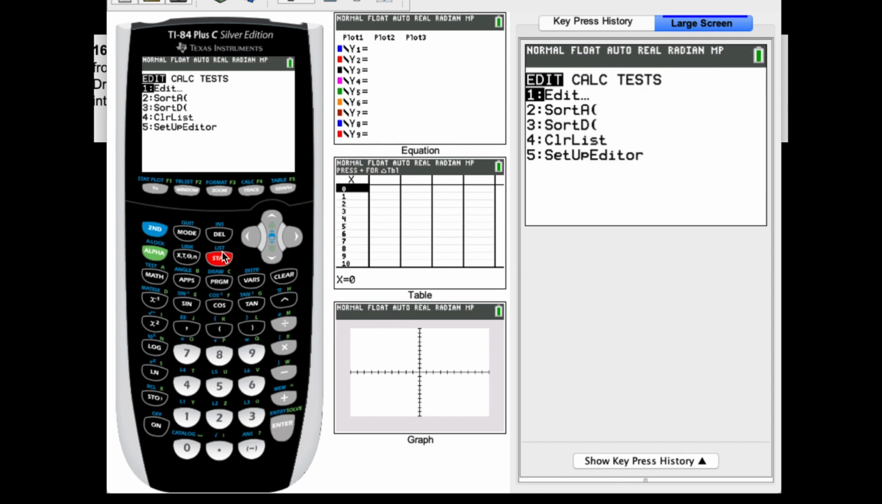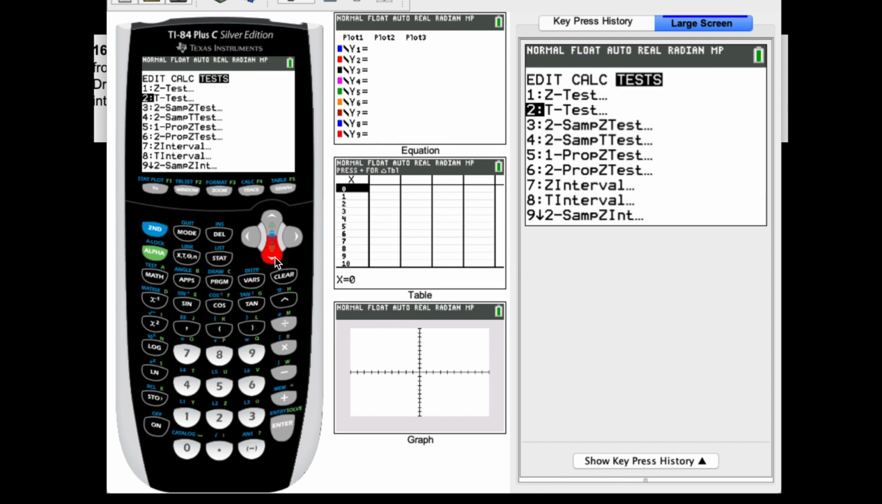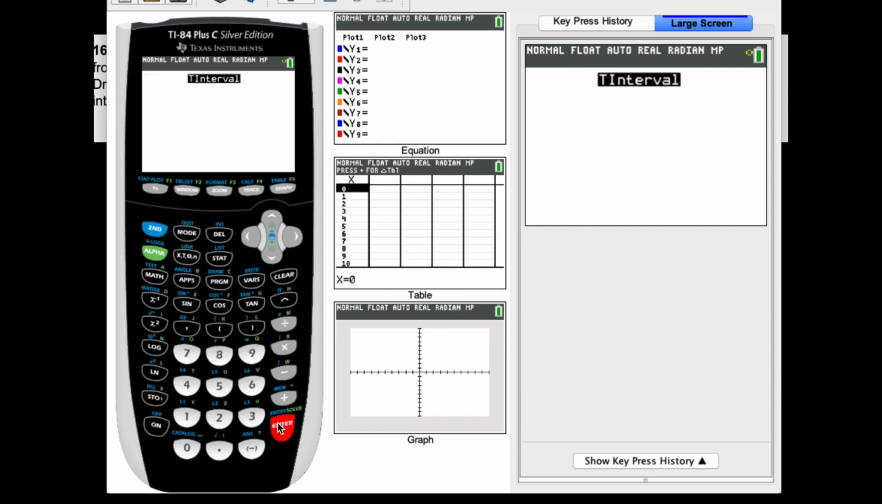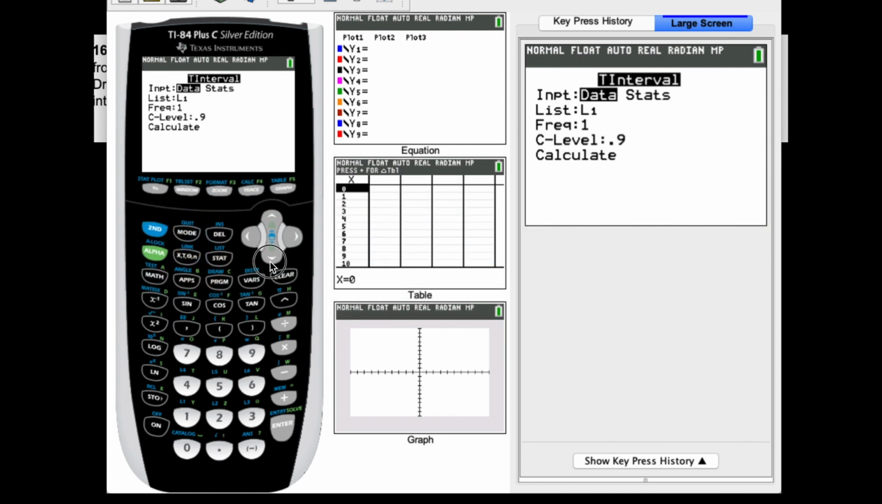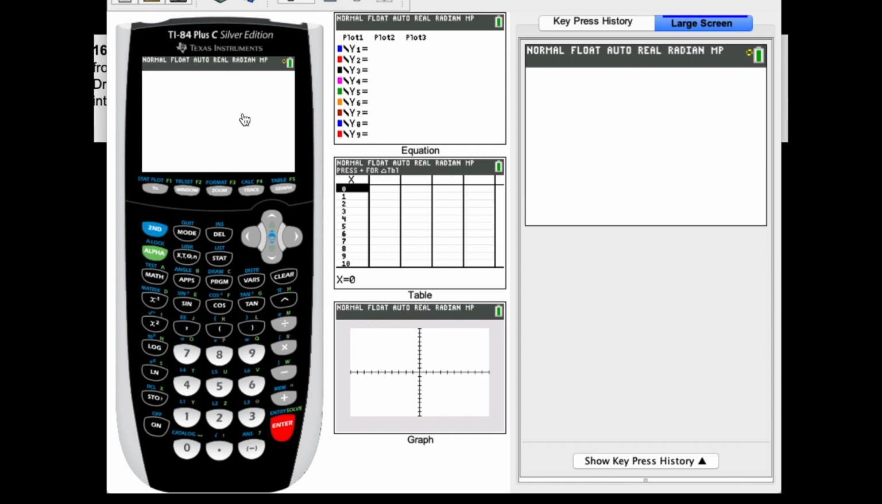Now I can go back to stat, over to tests, and down to T interval because I don't have sigma. Enter. And now I'm under data. I can tell it where the list is. It's in L1 on mine. If I had to change that, let's say it was under L2, L2 is above the number 2 here. I'd press second 2 and L2 would come up. But mine is in L1, so second 1 to pull up L1 here. Frequency is 1, leave that as 1. C level is 90%, 0.9. Down to calculate, enter. And then it does the same thing.